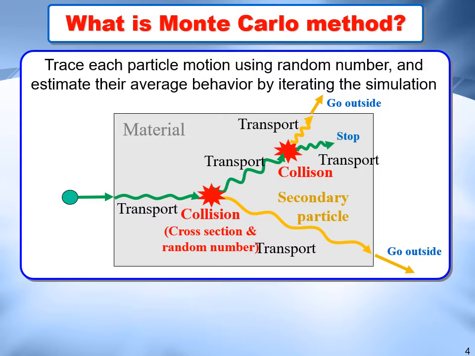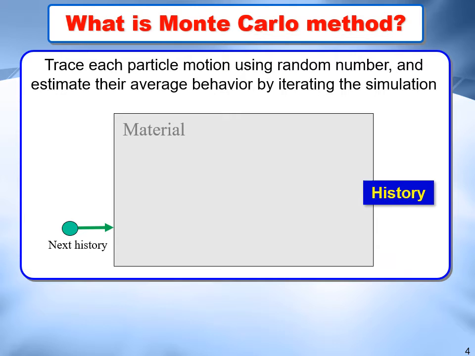This entire process, from the birth of single particle to the death of all its descendants, is called history of a particle. Then, simulation of next history is started. This time, the particle simply stops in the material without causing any collision. Then, the simulation of next history is started.